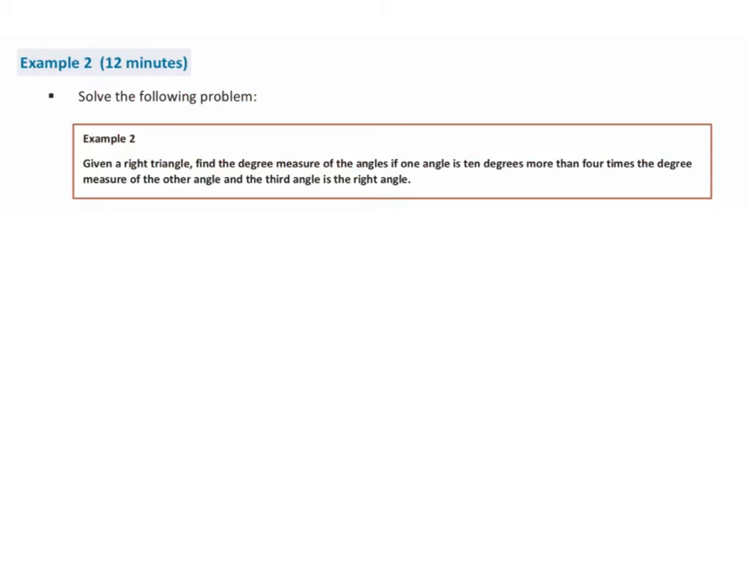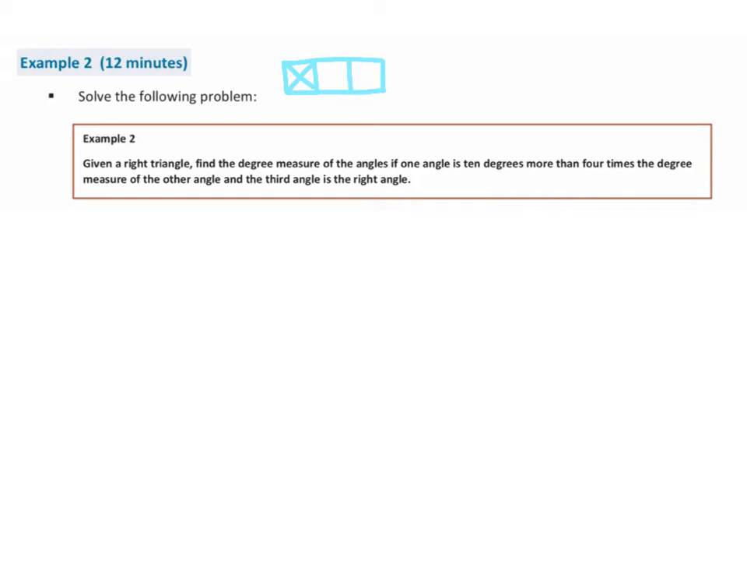Moving right along to example 2, I'm going to make my 3 boxes to do my close reading. First time I read, big idea. Given a right triangle, find the degree measure of the angles if one angle is 10 degrees more than 4 times the degree measure of the other angle, and the third angle is a right angle. I read for my big idea. This time that I read, I'm going to go in and mark it up a little bit, annotate.